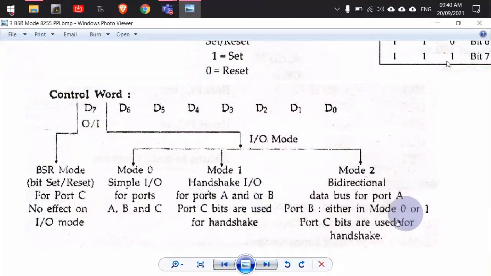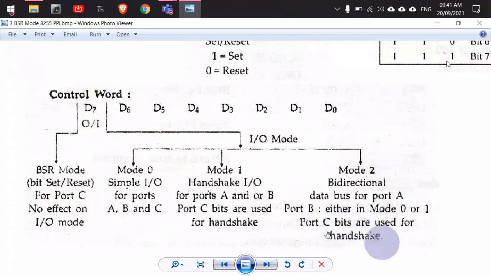However, in mode 2, the same thing will happen as it happens in mode number 1. Handshaking mechanism will be there, but the ports will be bidirectional. The ports will be bidirectional in nature, right? So in mode number 2, only port A can operate in mode number 2, right? While port B will remain free, so port B can operate in either mode 0 or mode 1, which is the previous mode. It can operate in either mode 0 or mode 1. So in mode 2, that means a full bidirectional mode, only port A will be able to operate, and port C bits will be used for the handshaking mechanism.